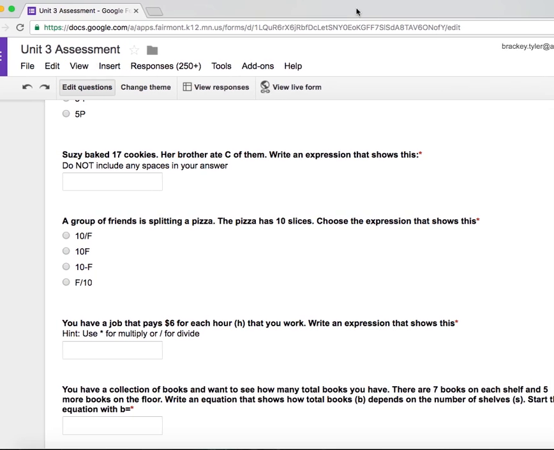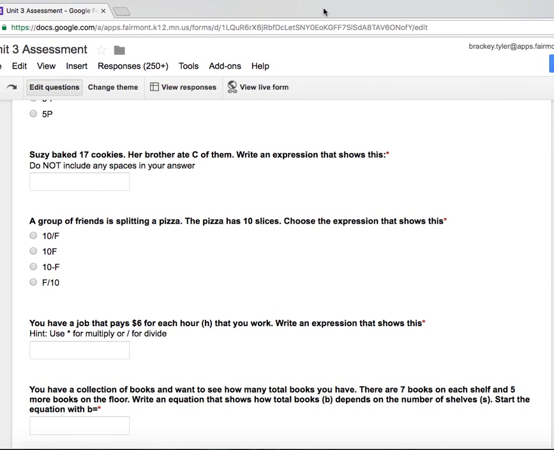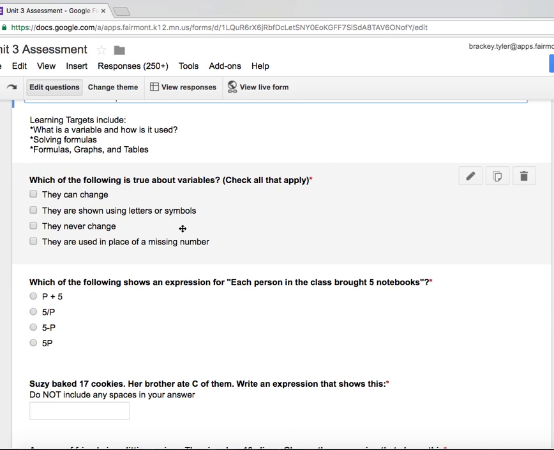Here's an example of one of the quizzes that I'll be giving for Unit 3. Up here at the top, I have for the very first question what I consider to be a Level 1 question. This is just basic fact recall. Which of the following is true about variables? If the student can answer that correctly, that to me shows that they understand a Level 1 question.